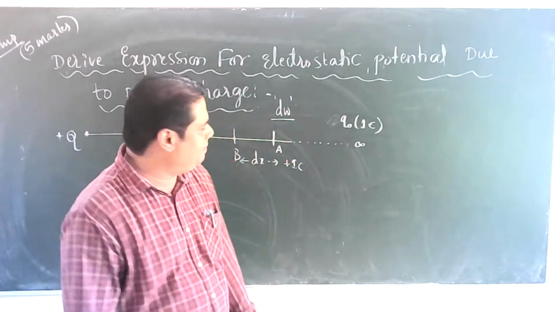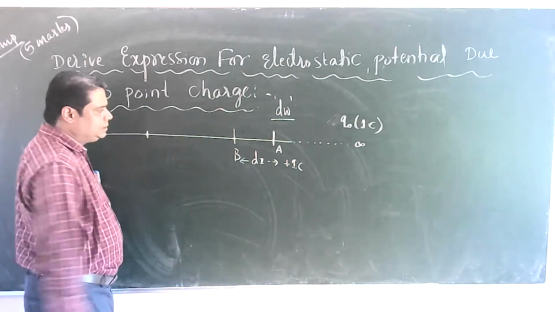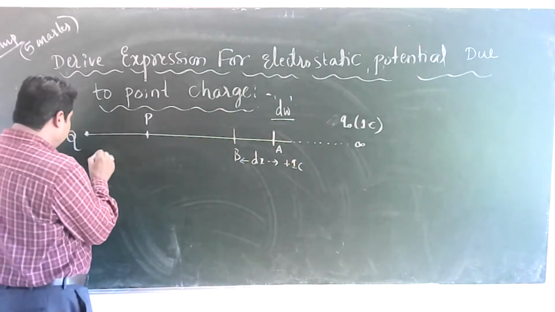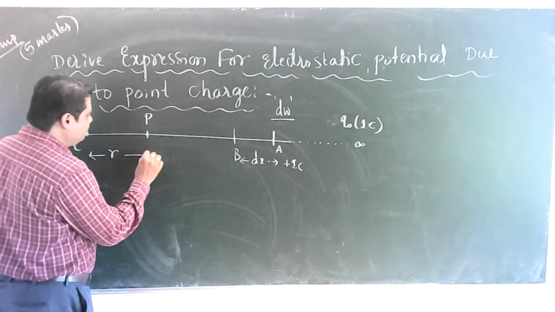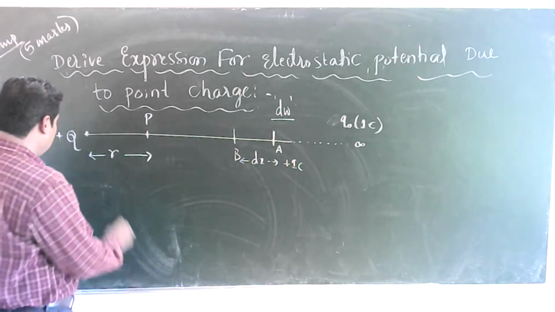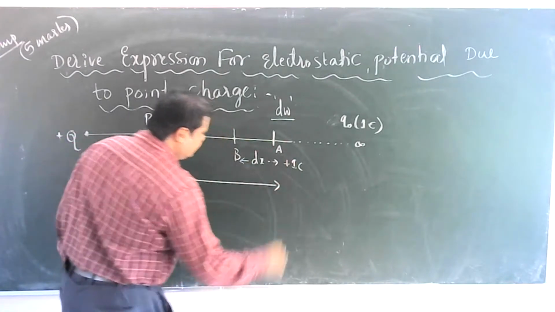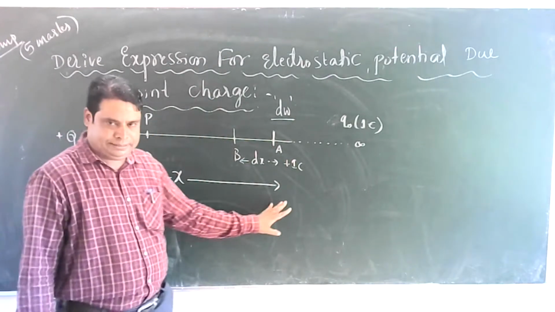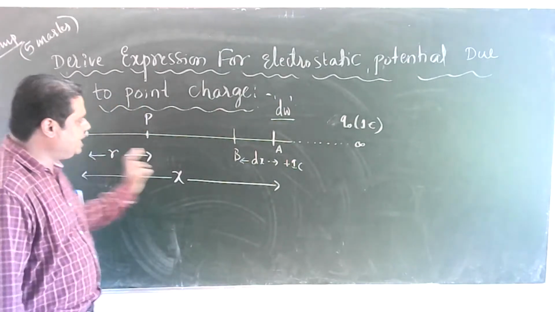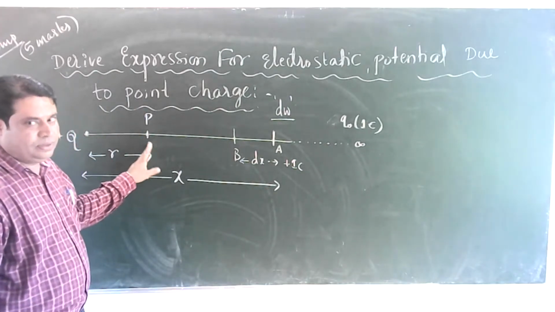Ultimately, our aim is to bring this from infinity to some point, say P, which is distance r from source charge. Let x be the distance between source charge and A. One distance is source to A, that is x. Another distance is Q to P, that is r.